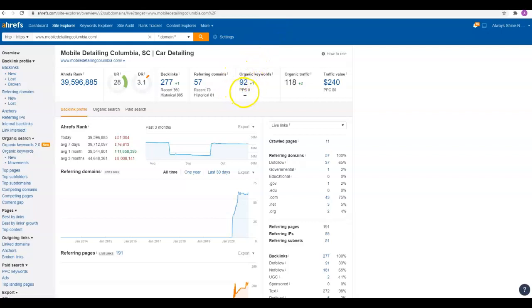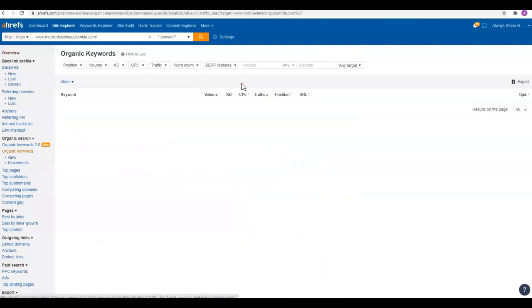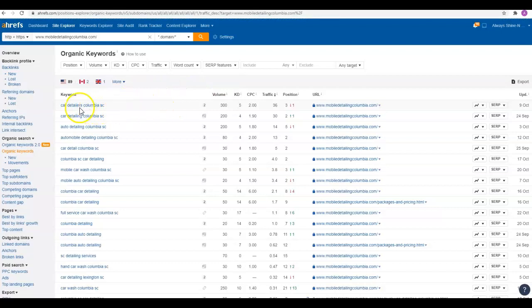92 organic keywords that he's showing up for and 118 visits a month on average to his site. But if we go here and look at his keywords, he's got some of the same ones here. Car Detailers Columbia SC, 300 people a month looking for it. He's in the third position, getting about 36 visits a month to his site.